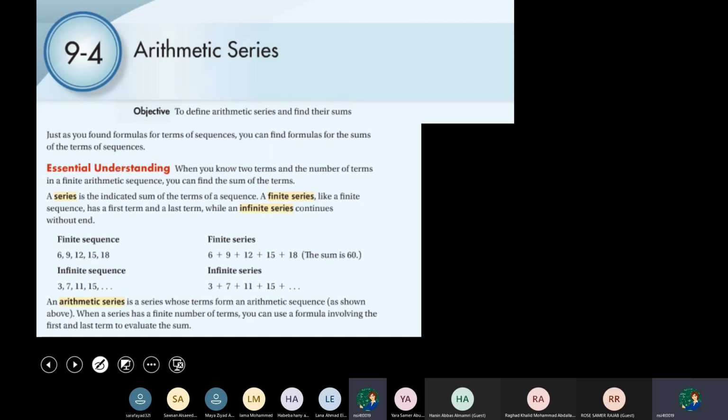The series is the summation of these numbers. This is the meaning of series. Now, arithmetic, why is it arithmetic? Because it has a common difference between each number.